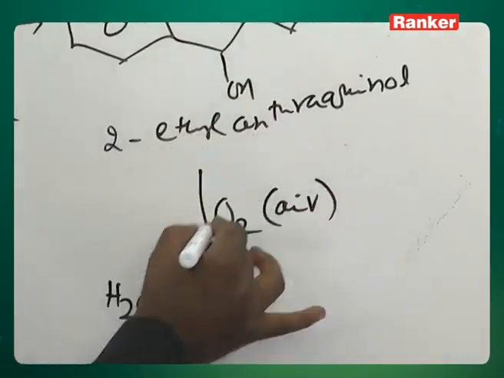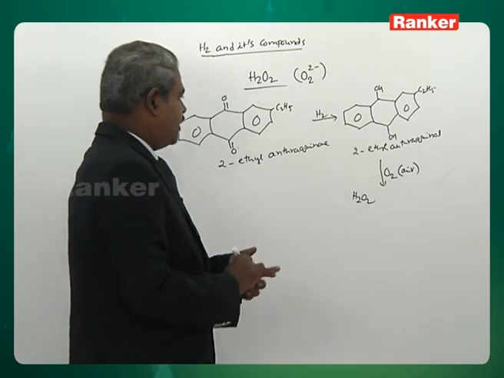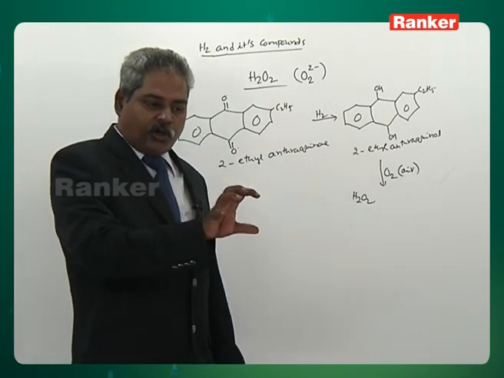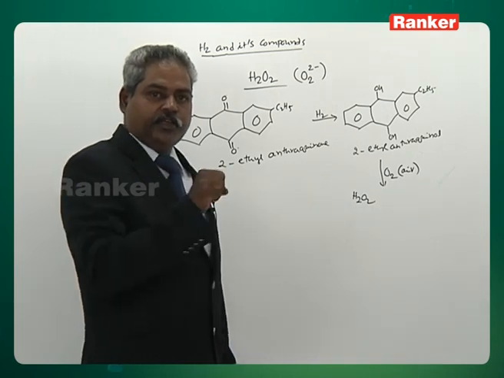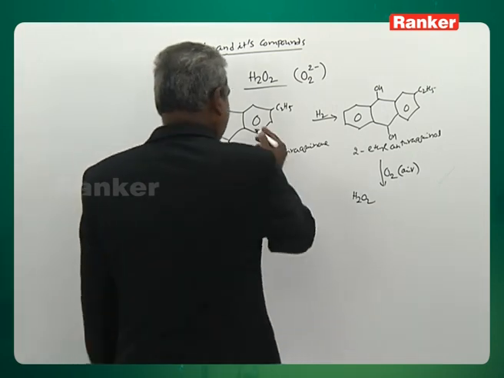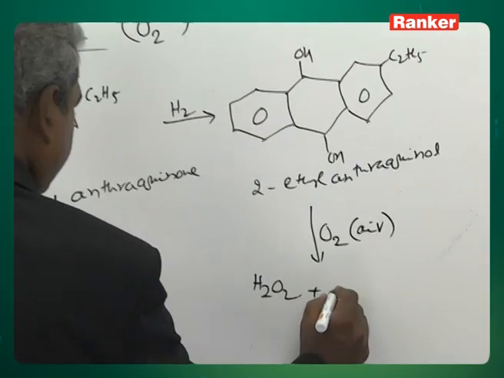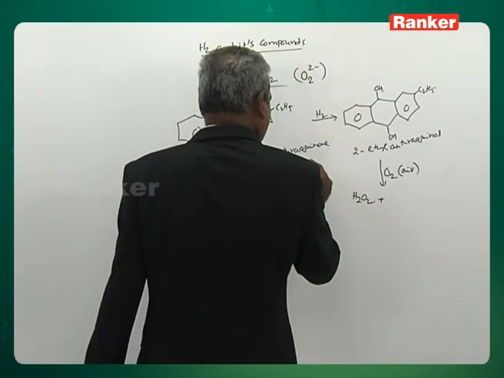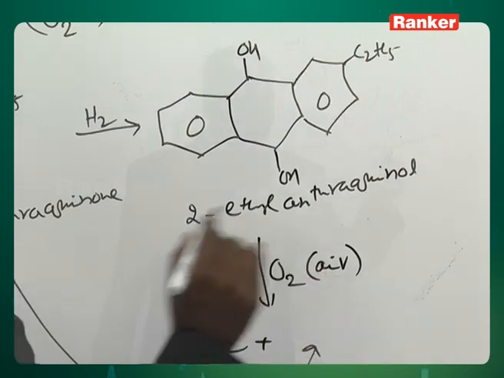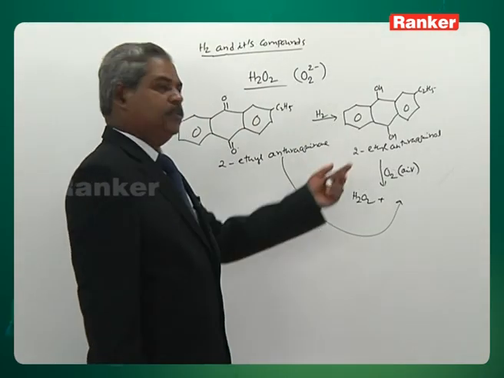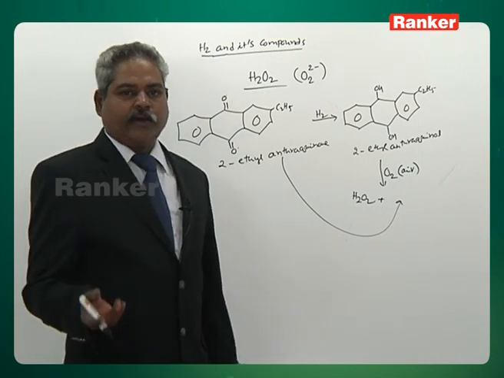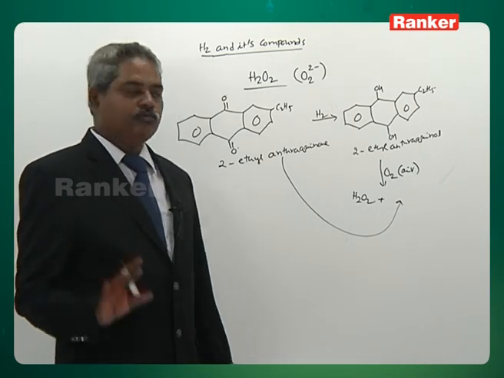These 2 hydrogens and O2 means initially that substance must have absorbed that hydrogen, and when oxygen is given, it is giving back, and you are getting your 2-ethyl anthraquinone once again. You get your original product, 2-ethyl anthraquinone. So what are you actually spending? Hydrogen and oxygen. So you are in a way combining hydrogen and oxygen to give H2O2.